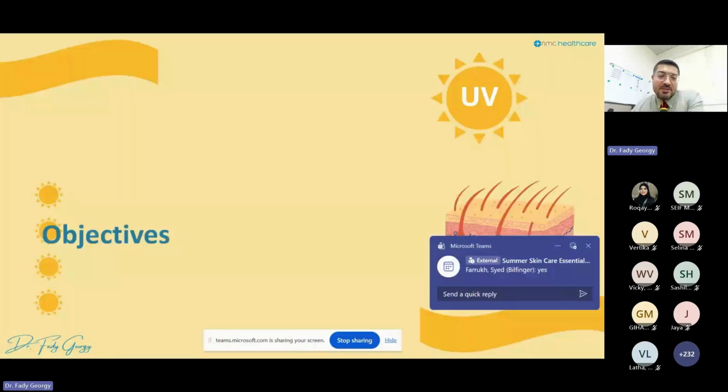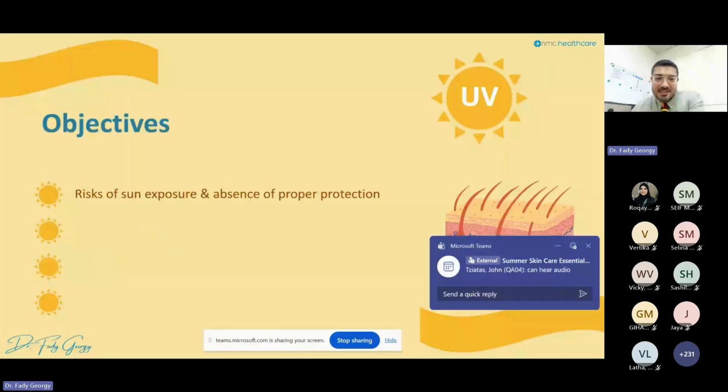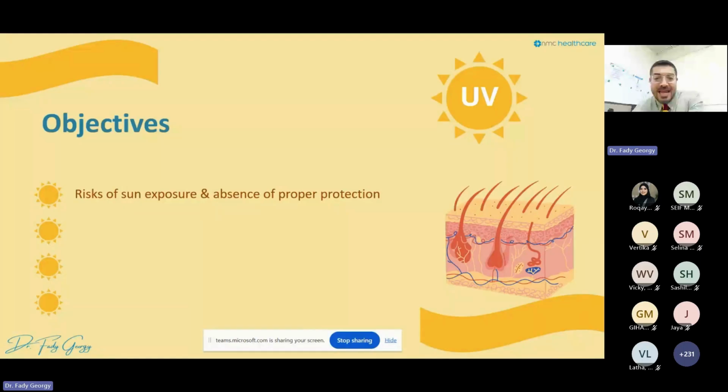So, what is the objective of understanding today's topic? We need to understand the risks of sun exposure and the absence of proper sun protection. We need to understand what is UV light that we keep seeing on sunscreen bottles and hear a lot of doctors talking about and a lot of influencers talking about. What is SPF and what does it stand for? And how to properly protect ourselves.